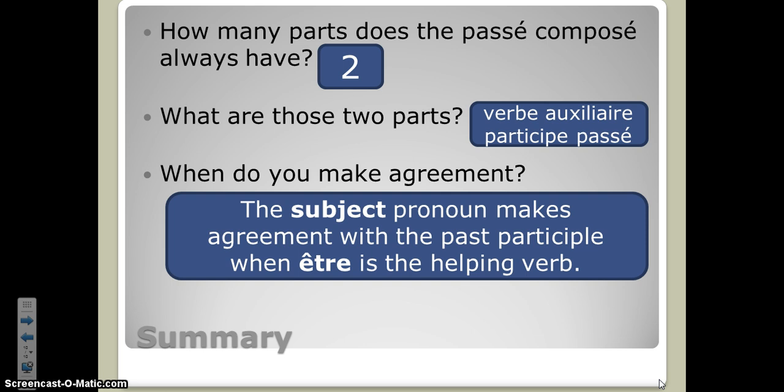All of this is a review from French 2. We studied it, of course, in French 3. However, some of you, I'm sure, need to spend a little bit more time studying the passé composé, because as we move into more advanced tenses, it's really important that you have all of this memorized.